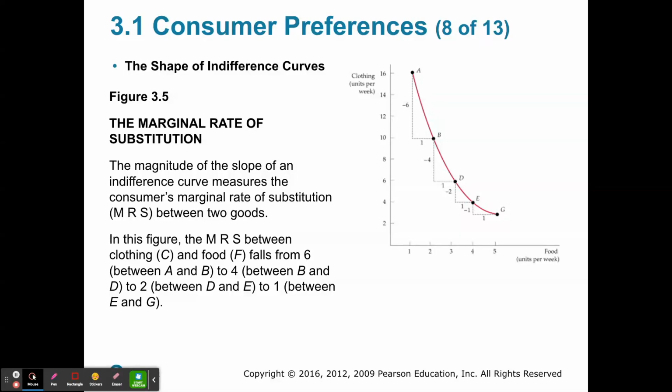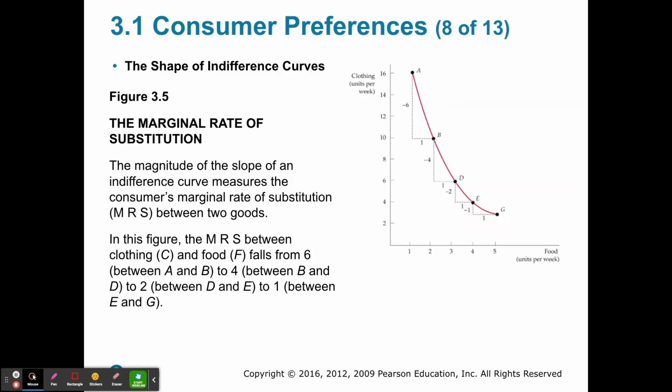Why so much? Well, because at A you've got lots and lots of clothing, but very little food. And you could probably give up a great deal of clothing to just have some simple variety in what you're eating. So here we can see that this is telling us the trade-off between the two goods that generates the same total utility. And as you can see here, the indifference curve gets flatter as we go left to right along the graph.